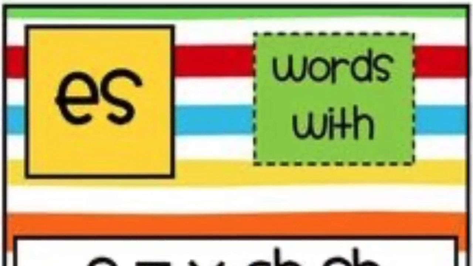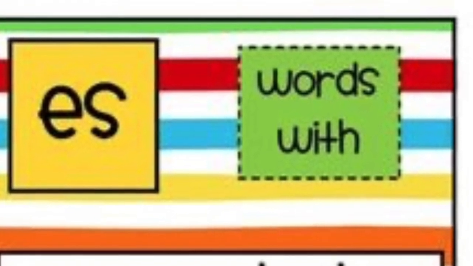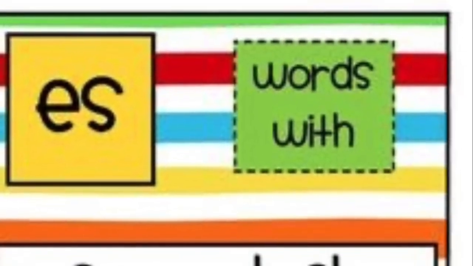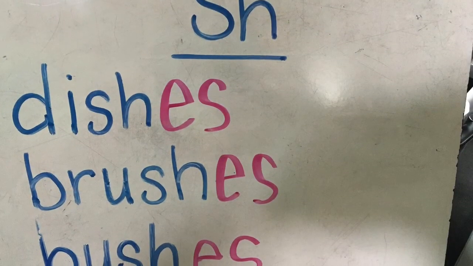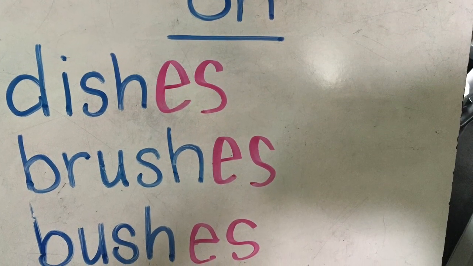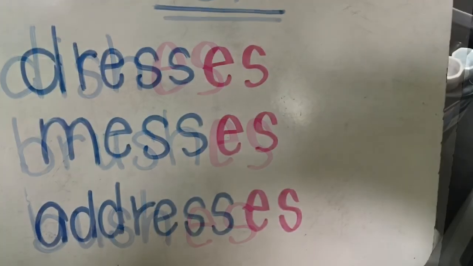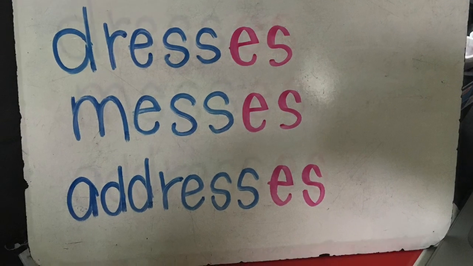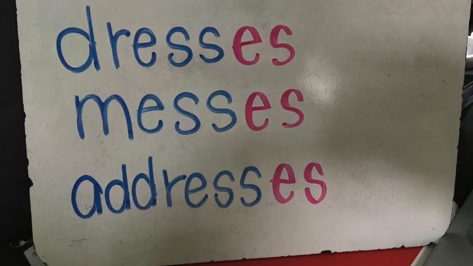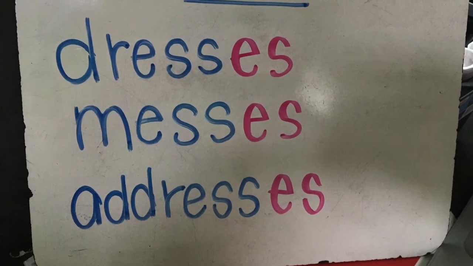So all of these words you might want to jot down what they end in so that when you are doing your little lesson check quiz, you will have them to help you. So SH, we have dishes, brushes, and bushes. You have to add that ES. We have dresses, messes, and addresses. You have to add the ES to those words in order for it to become plural.